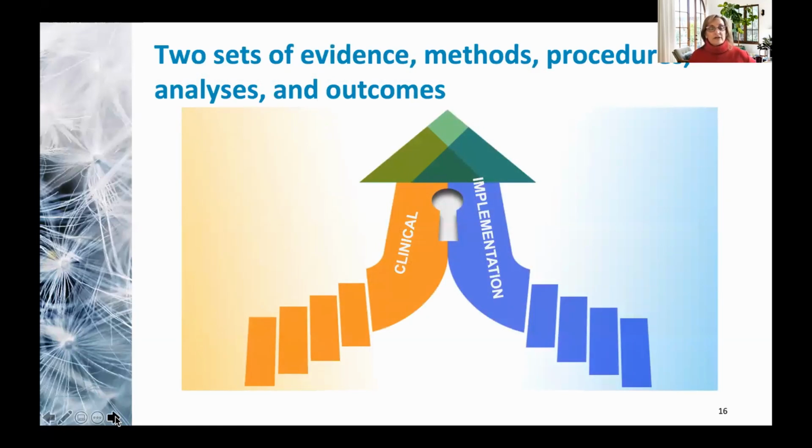Fundamentally, implementation of any type of intervention involves two sets of evidence. So if you think about, I don't know, Crohn's disease, just because Eric's on the call. We have the evidence about what is effective in treatment, we have evidence about the etiology, et cetera. That's one branch of evidence. But then we have evidence that comes into that from implementation science. So it's two sets of evidence about two sets of methods, two sets of procedures, two types of analyses, two types of outcomes, and they are integrated together in your implementation effort.